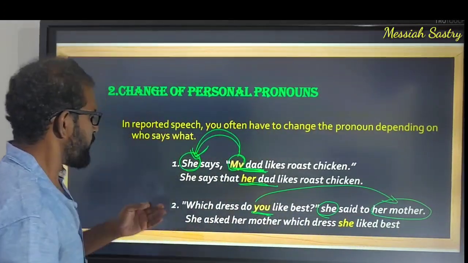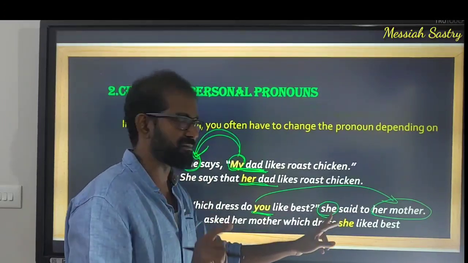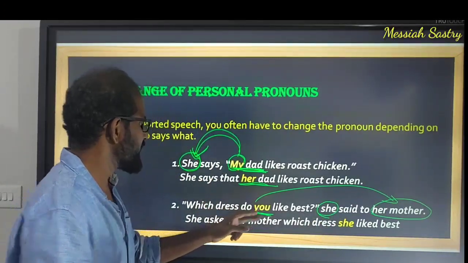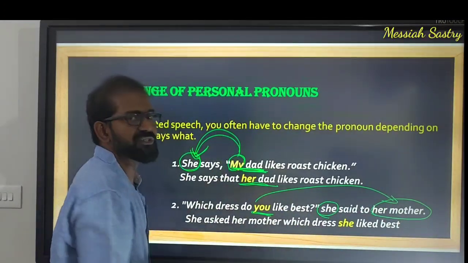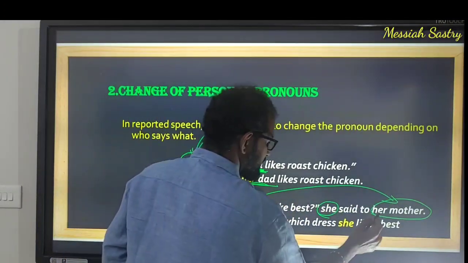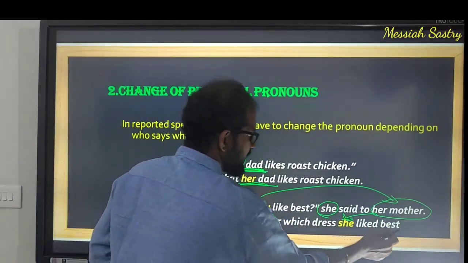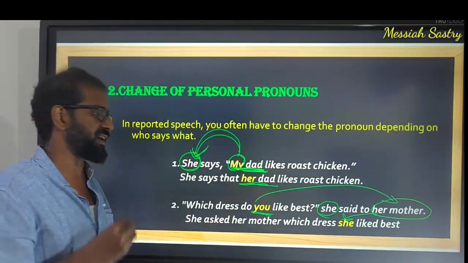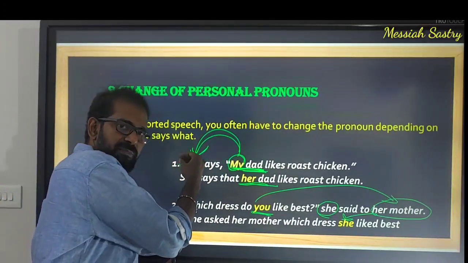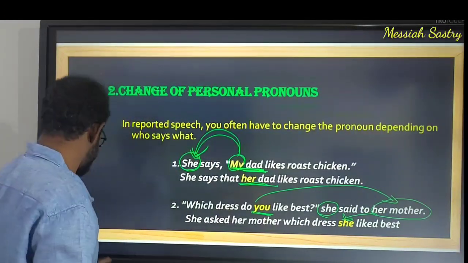Read the sentence once. She said to her mother, which dress do you like best? This you refers to her mother. While changing into indirect speech, your mother becomes she. So, which dress she liked best? The personal pronouns change according to the speaker and the listener.